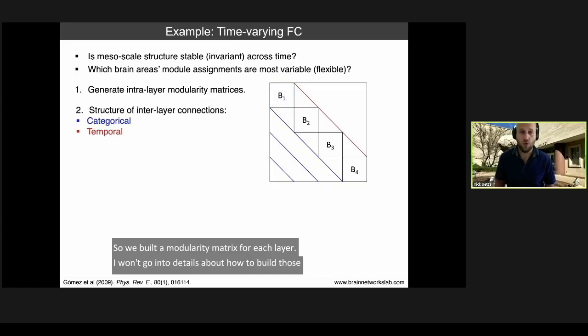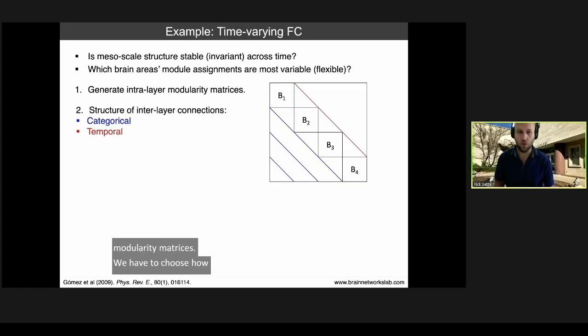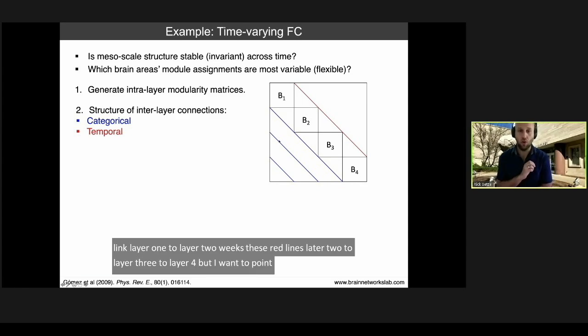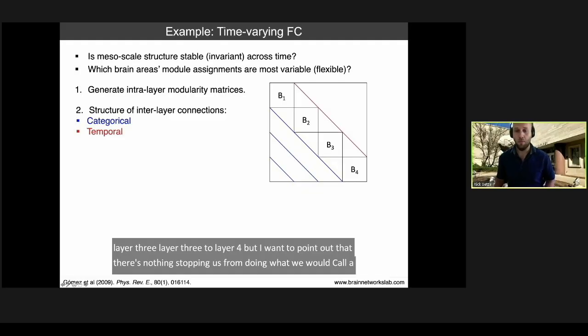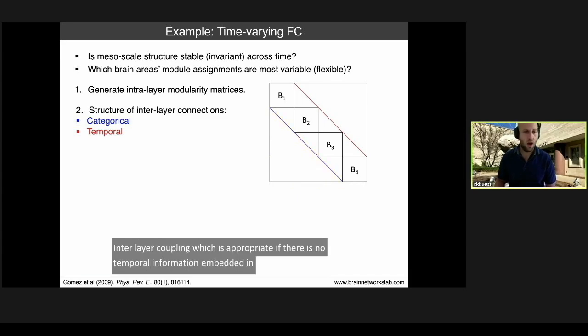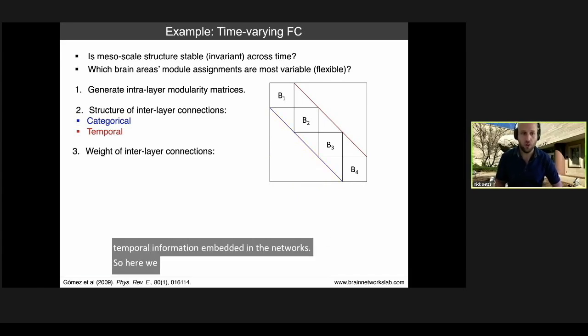And then we have to choose how we add those interlayer connections. We're going to add something to this big modularity matrix. Because this is a time varying example where each network is embedded in time as well, we're going to add what we call temporal interlayer links. So we're going to link layer 1 to layer 2, you see these red lines, layer 2 to layer 3, and layer 3 to layer 4. But I want to point out that there's nothing stopping us from doing what we'd call a categorical interlayer coupling, which is appropriate if there is no temporal information embedded in the networks. So here we are going to do the temporal interlayer coupling.